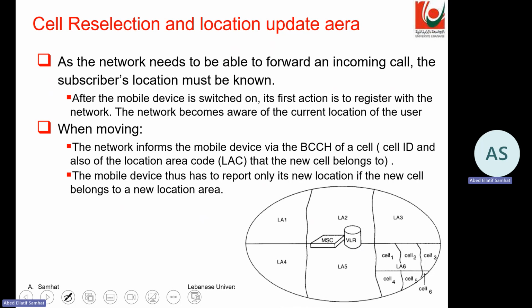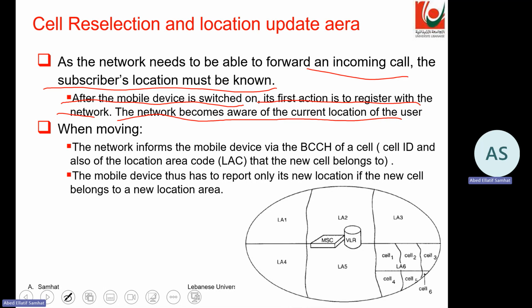So another important mechanism in cellular systems is cell reselection and location update area. And remember those location update areas when we presented the temporary identity, the TMSI, which is a temporary mobile subscriber identity. As the network needs to be able to forward any incoming call, the subscriber location must be known, while preserving the privacy of the users. After the mobile device is switched on, its first action is to register with the network, and the network becomes aware of the current location.